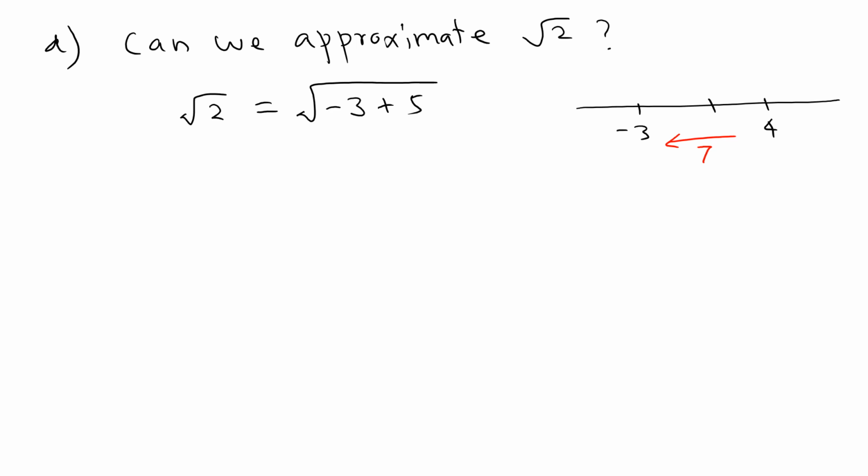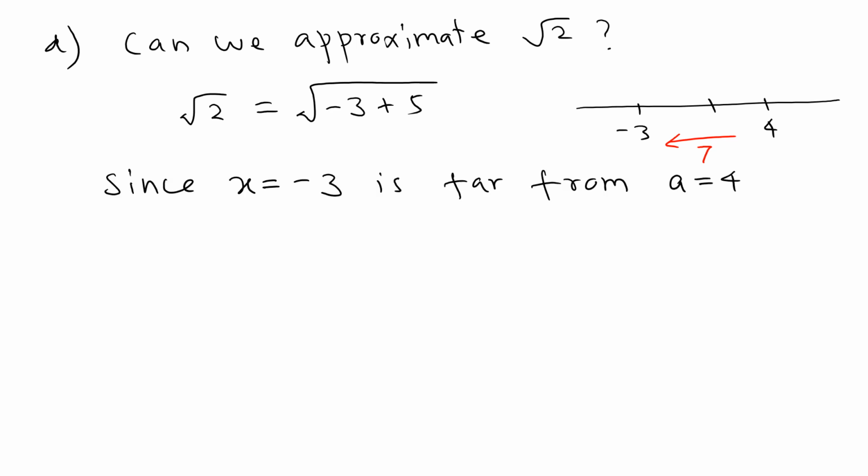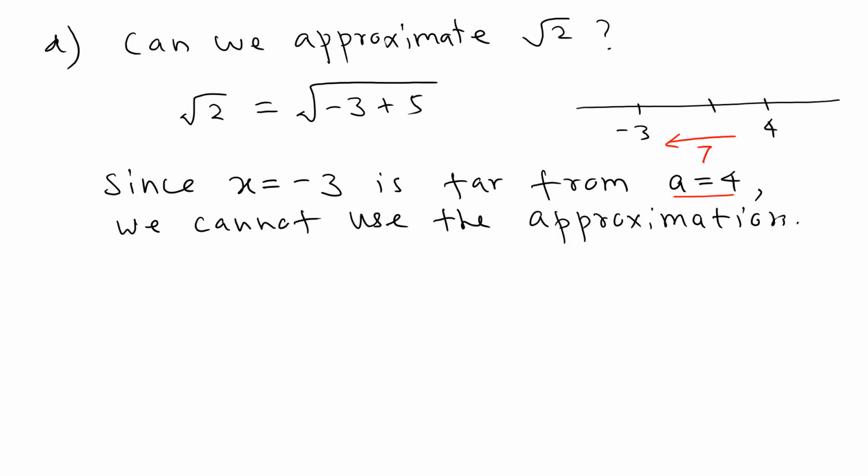So you can say since x equal -3 is far from a, we normally use a equal 4 for that, we cannot use the approximation. And we can justify this by calculating the percentage error. So let's do that. Before that, let's try to find actually what we get.